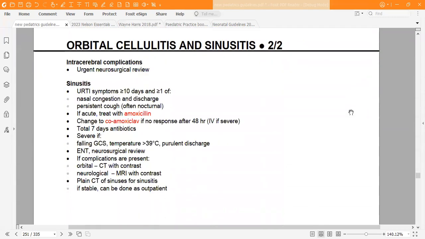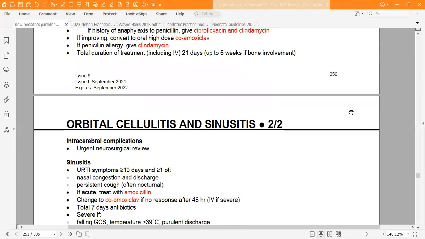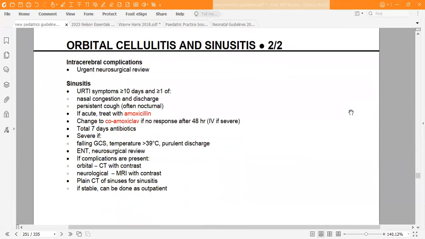Okay, let's move to the next page. If we have an intracerebral complication, if you find any serious involvement, that means there are intracranial complications in place. So urgent neurosurgical review. You have to consult the pediatric neurosurgeon to have a look at the child.